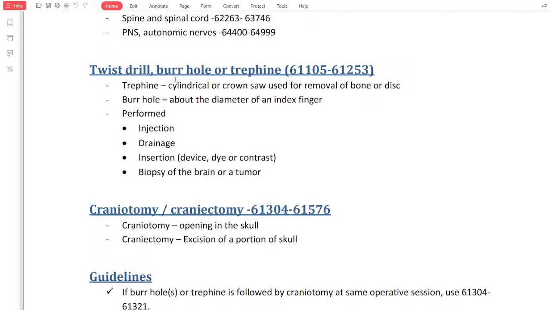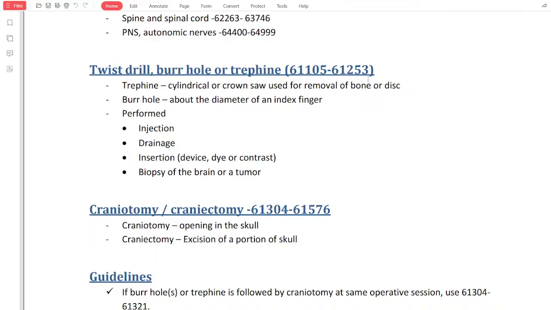First is twist drill, burr hole, or trephine, 61105 to 61253. You can just note it down in your CPT textbook. You can just open your textbook and look at these important codes. Okay. Trephine means a cylindrical or crown saw used for removal of bone or disc.